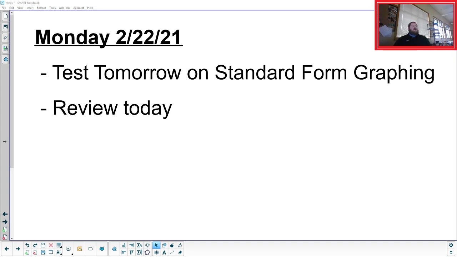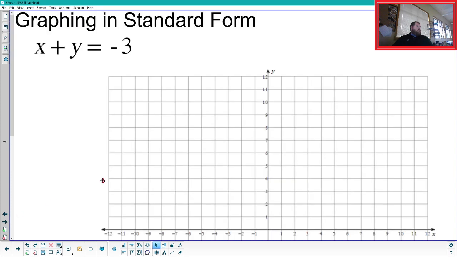Today we're looking at doing a quick little review for a test that we're going to have tomorrow, which is mainly going to be on standard form, a little bit of graphing work. Okay, so let's jump right into things.